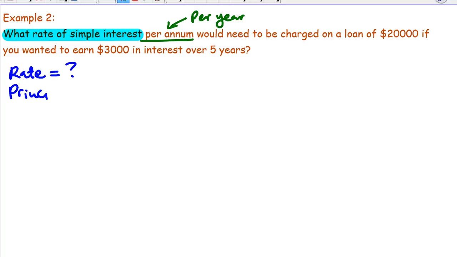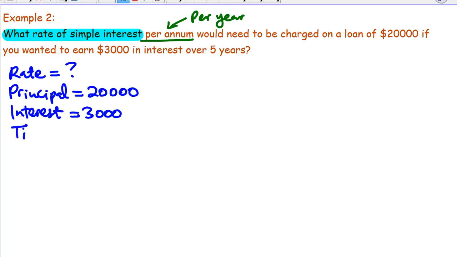Let's look for the principal. So the principal is $20,000. The interest is $3,000 because that's what you want to earn. Time is 5 years.